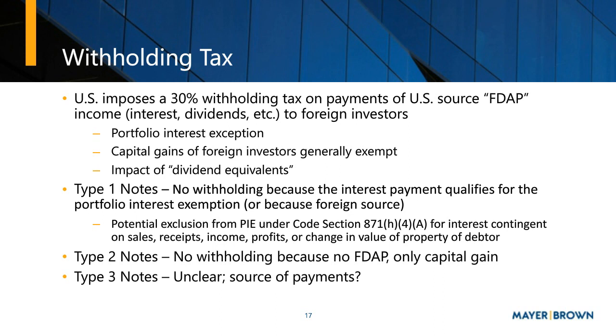And accordingly, almost everywhere where U.S. source interest is being paid, or where U.S. source coupons are being paid on a structured note, you'll see disclosure that there'll be a 30% withholding tax.